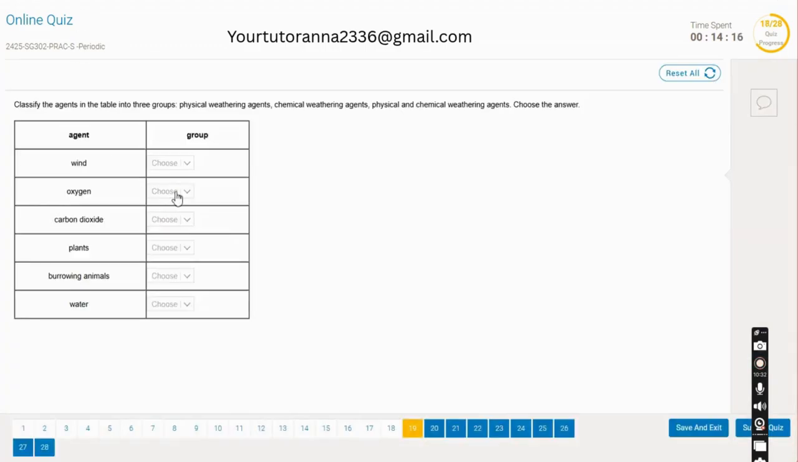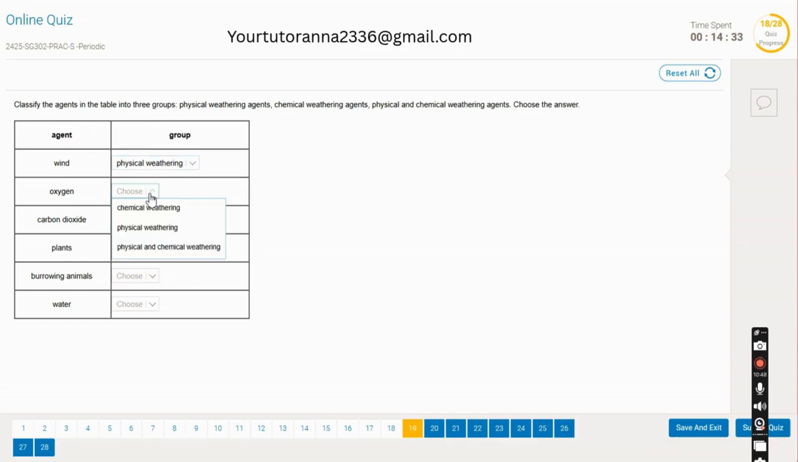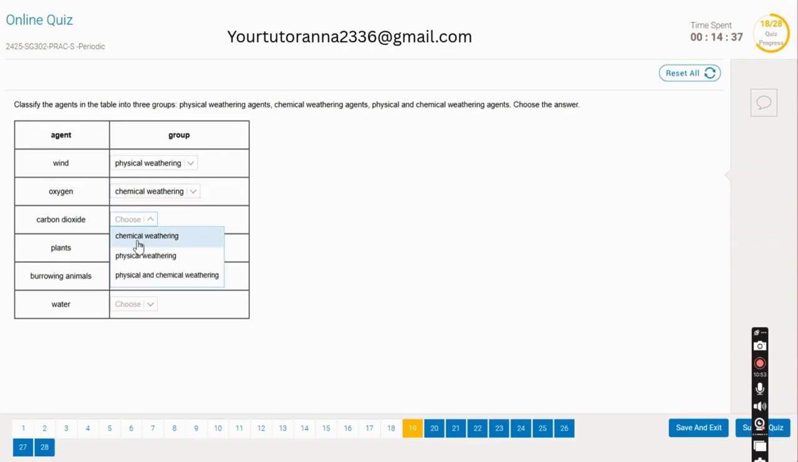Next question. Just keep in mind, they're repeating a lot of times. What are chemical weathering and physical weathering, and which contains both of them? Please memorize them, so it will become easy for you in the exam. The first one, what is wind? Wind comes under physical only. Oxygen comes under chemical. Carbon dioxide, again, will be chemical because it's a gas, right? So keep that in mind: oxygen and carbon dioxide.